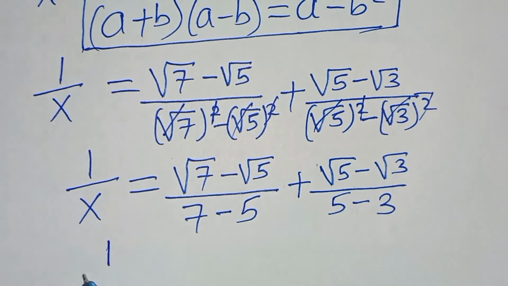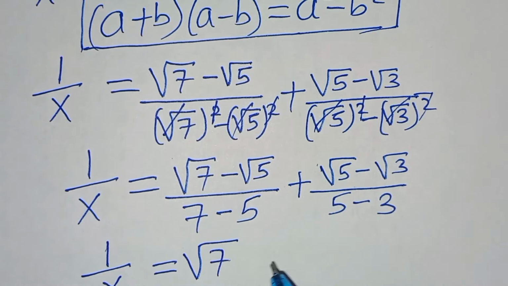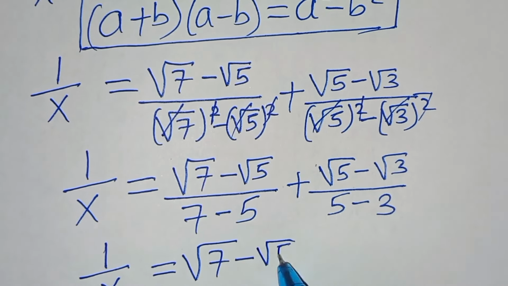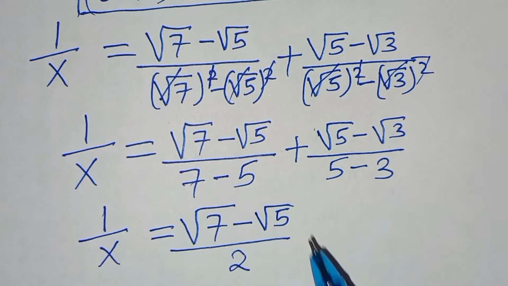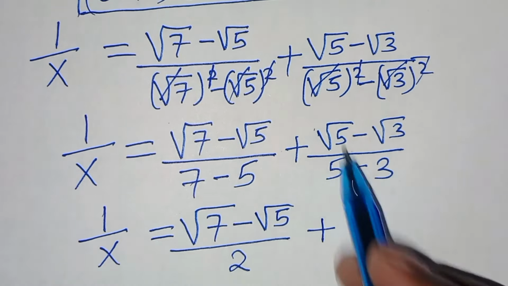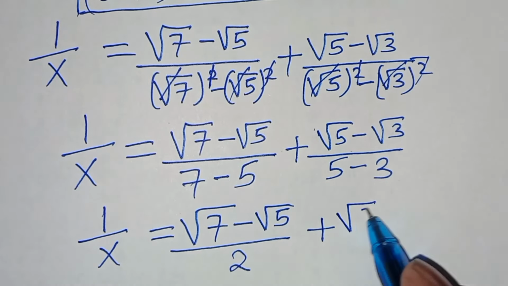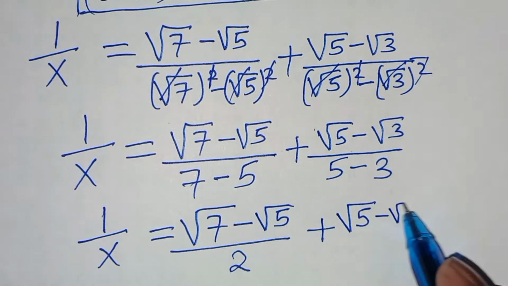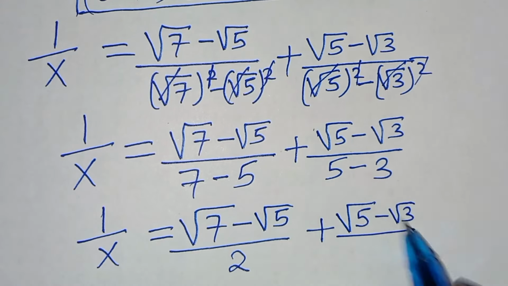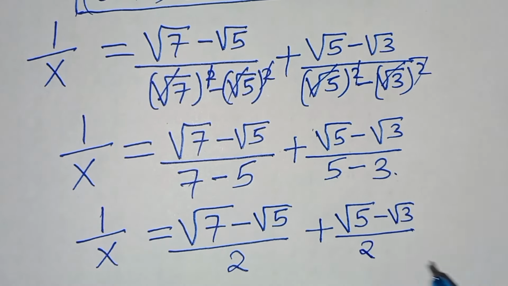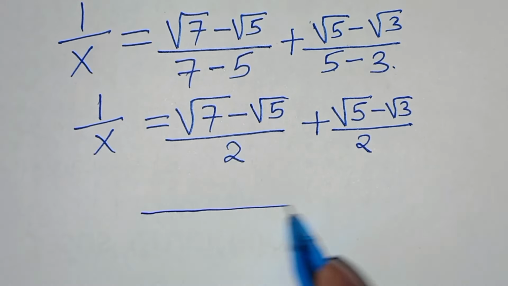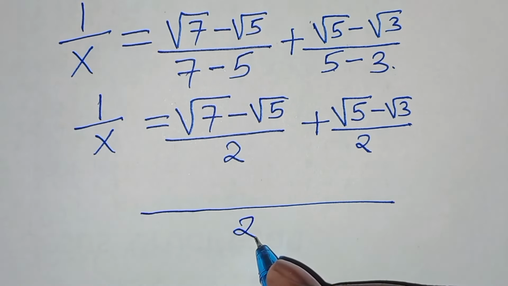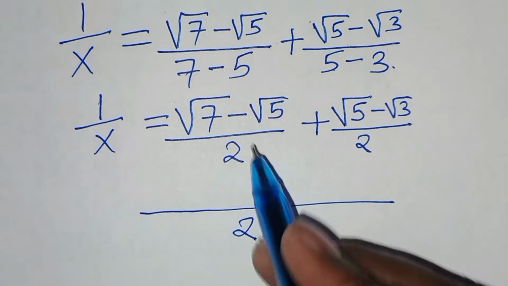So this implies that 1 over x is equal to square root of 7 minus square root of 5 divided by 7 minus 5, this is 2, plus here we have square root of 5 minus square root of 3 divided by 5 minus 3, which is equal to 2. So the LCM here is equal to 2. So we'll have 2 divided by 2 is 1.